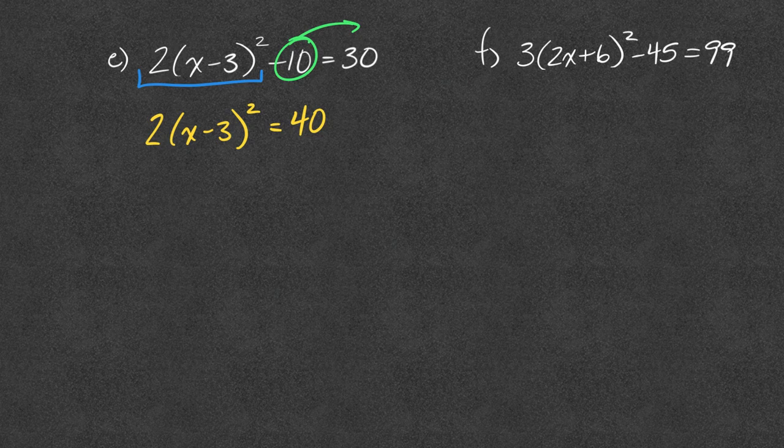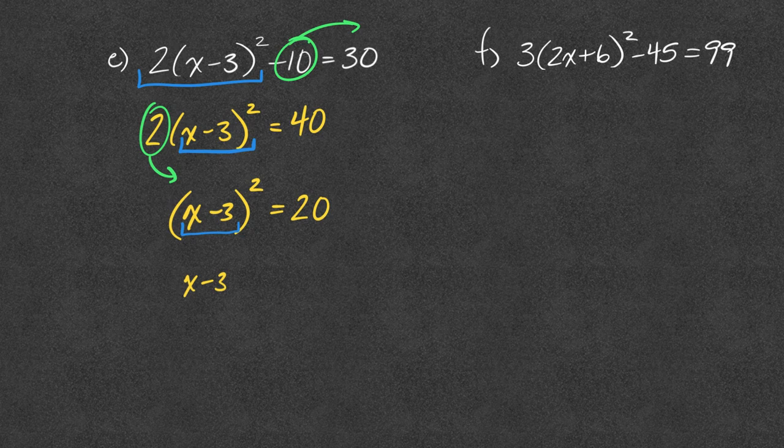So I now want to isolate my power, which means I want to divide out my 2. So that means that I'm going to have my x minus 3 squared. To get rid of a times by 2, I'm going to divide by 2. There's my 20. Now I'm still working, so I got to get that base all by itself, which means I need to get rid of my exponent. To get rid of an exponent 2, I need to take the square root, and when I take the square root, I get 2 answers, plus or minus.